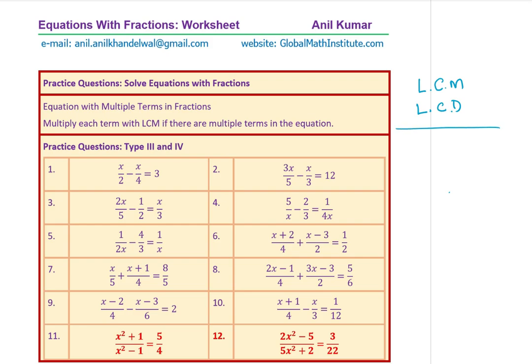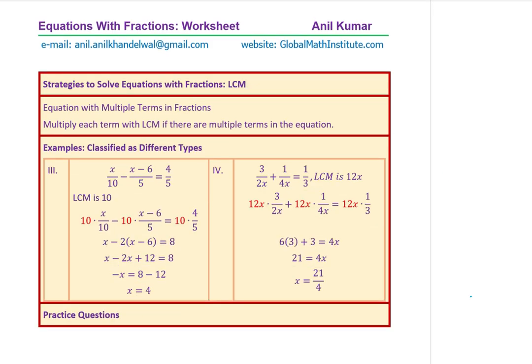So the strategy here is multiply both sides by lowest common denominator, right? So that is how you solve these equations. So I hope the strategy is clear. Make an attempt. And here is how we are going to do them. Okay, so as a sample, I have taken up two examples here. So we have x over 10 minus x minus 6 over 5 equals 4 over 5.